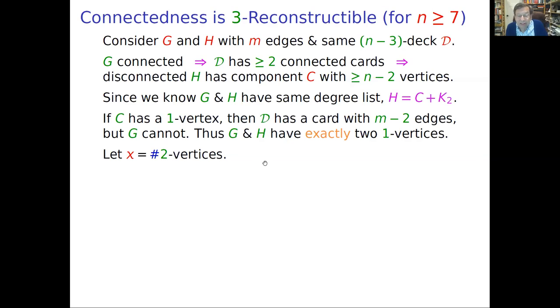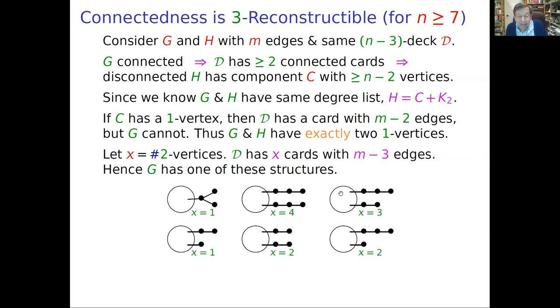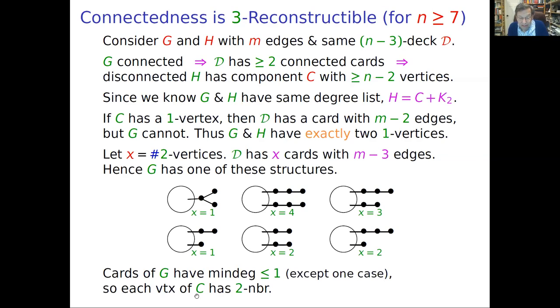And then we look at the number of vertices of degree two, and similar arguments tell us that the deck has exactly that many cards with m minus three edges. And that allows us to reduce what G has to look like to one of these structures. And if you delete three vertices, you still have a vertex of degree only one. So that tells you something about this component C in H, and you get to a contradiction. Okay.